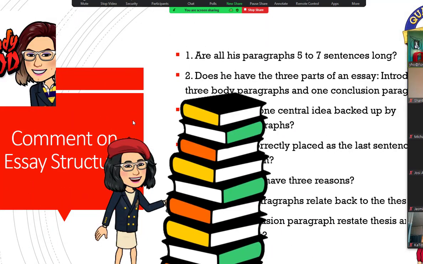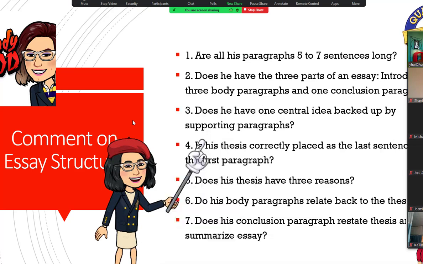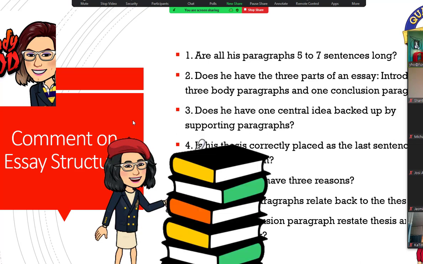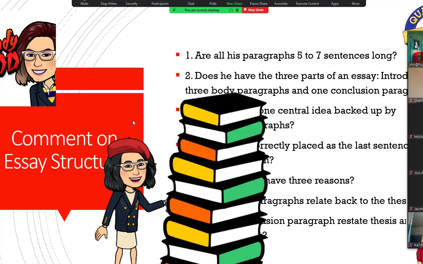Then comment on essay structure. Are all of their paragraphs 5 to 7 sentences long? Does he have 3 parts to an essay? Does he have one central idea backed up by supporting paragraphs? Is his thesis correctly placed as the last sentence of the first paragraph? Does the thesis have 3 reasons? Do his body paragraphs relate back to his thesis? And does his conclusion paragraph restate the thesis and summarize the essay?